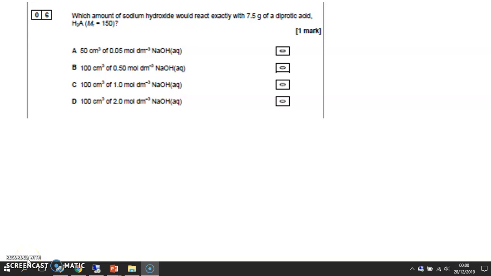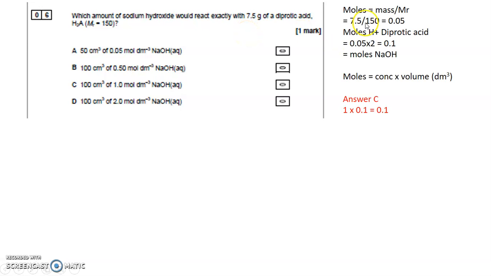Question 6. Which amount of sodium hydroxide would react exactly with 7.5 grams of a diprotic acid, MR 150? Well, I've got a mass and I've got an MR, so I can work out number of moles. Moles is mass divided by MR. 7.5 divided by 150 is going to give me 0.05. That's the number of moles of the diprotic acid.